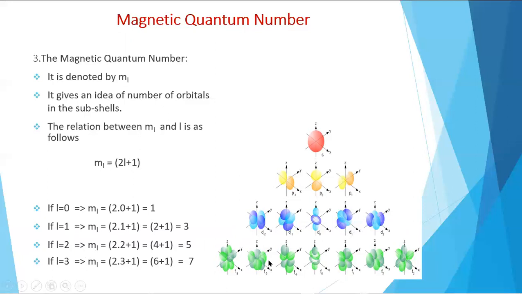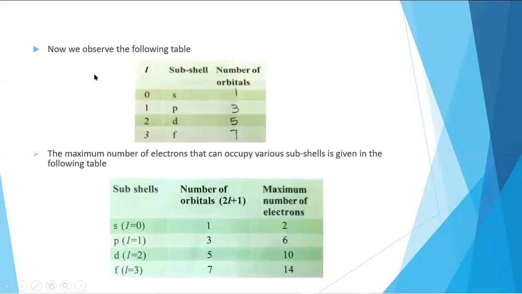If we put L equal to 3, then the magnetic value will be 7. So 7 orbitals. The magnetic values are as follows: -3, -2, -1, 0, +1, +2 and +3. This magnetic quantum number indicates the number of orbitals in the subshells. See the following tables.